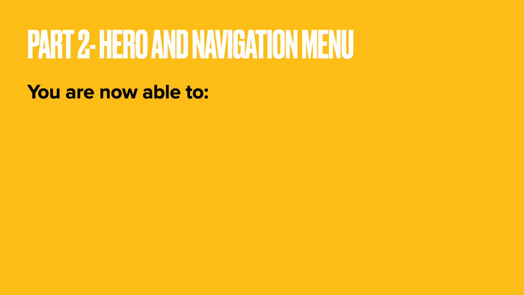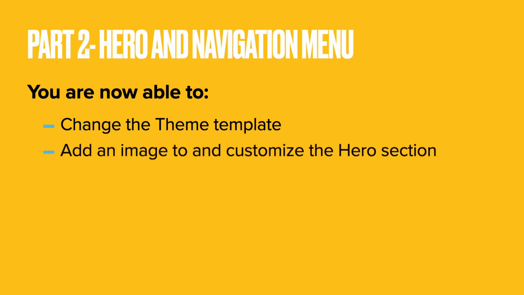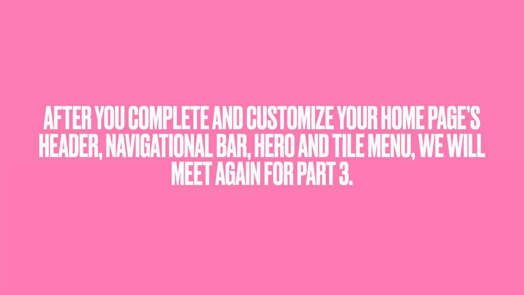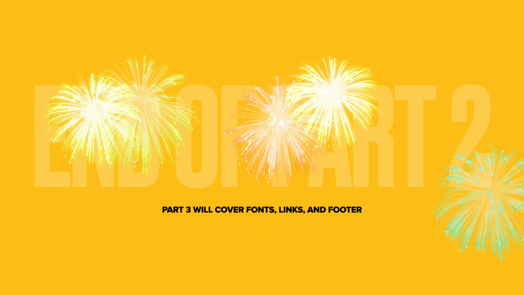You should now be able to change the theme template of your site, add an image to and customize the hero section, create your site's pages, customize the navigational menu on the home page, and create a tile menu. So go ahead and finish your home page and make sure there's a navigational menu on each of your site's pages. And we will meet again for part 3, where we'll go over fonts, links, and footers.